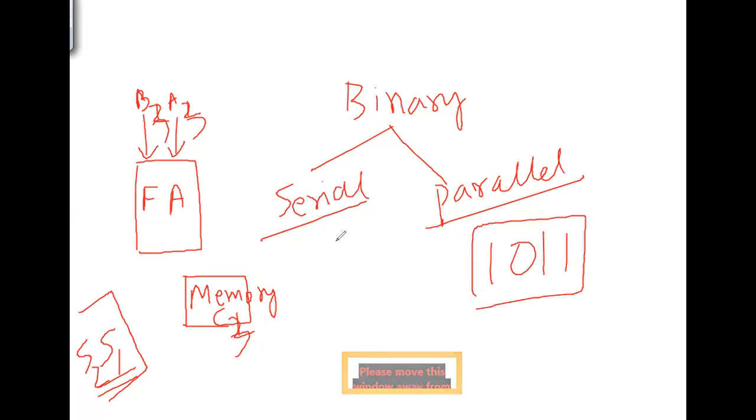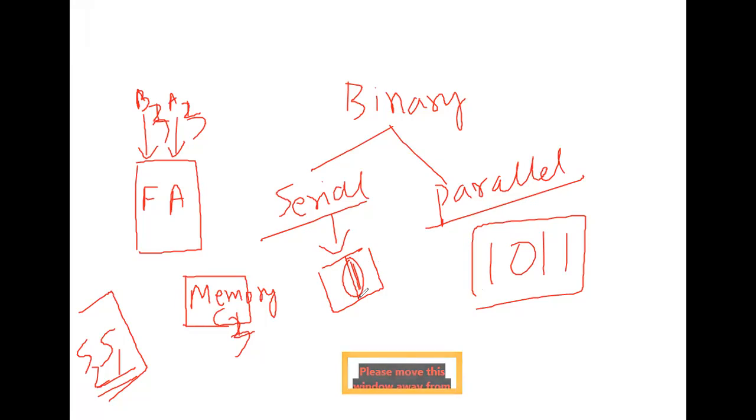But in serial, what will happen? The display will first show you 1, next it will show you 1, next it will show you 0, next it will show you 1, like this, right? Understood? There is delay. In serial there is delay, in parallel there is no delay, right? If you go for the binary parallel adder, it is a time saving process. In serial it's a time consuming process.